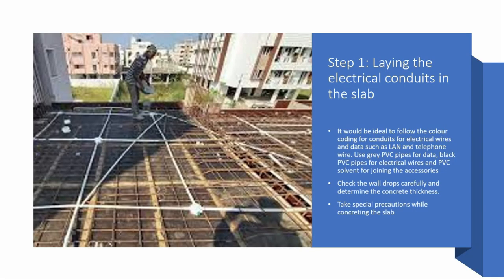Step 1. Laying the electrical conduit in the slab. Tip number 1. It is ideal to follow the color coding for conduit for electrical wires and data such as LAN and telephone wire. Use grey PVC pipe for data, black PVC pipe for electrical wire, and PVC solvent for joining the accessory. Check the wall drop carefully and determine the concrete thickness. Take special precaution while concreting the slab.